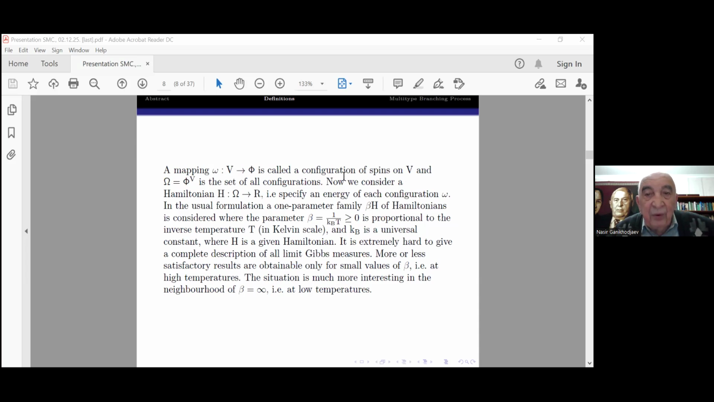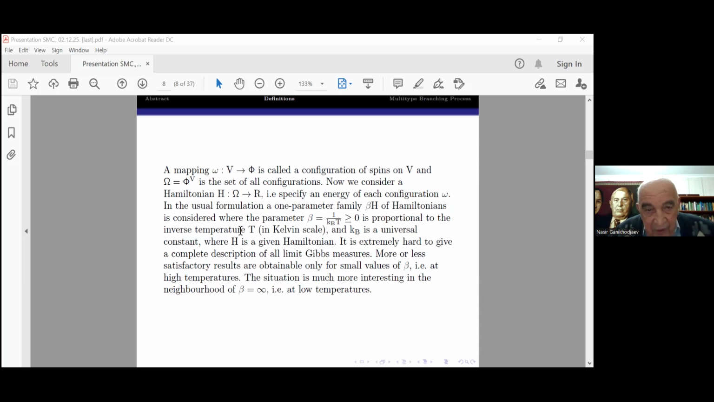We will call it a configuration of spins on the set V, and this set is the set of all configurations. Now we consider the Hamiltonian, which will assign to any configuration a real number, that is, specify the energy of each configuration. In the usual formulation, we consider a one-parameter family of such Hamiltonians, with beta, the inverse temperature, where k B is the Boltzmann constant.